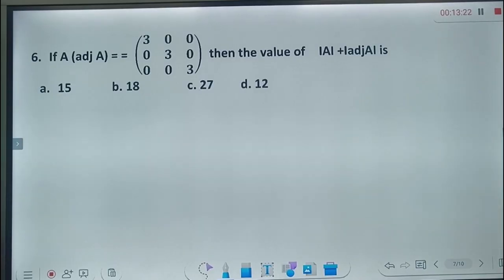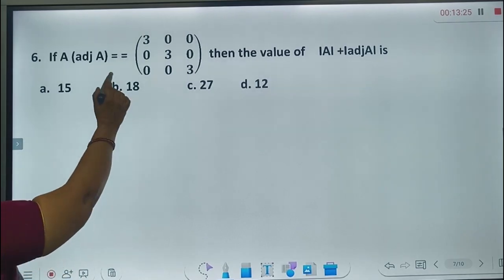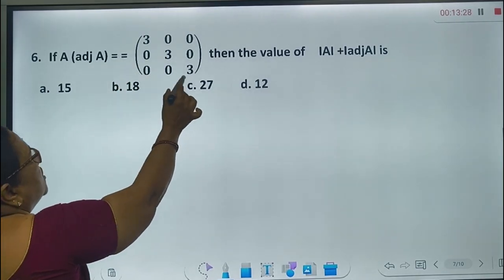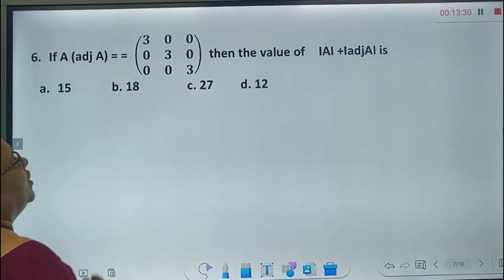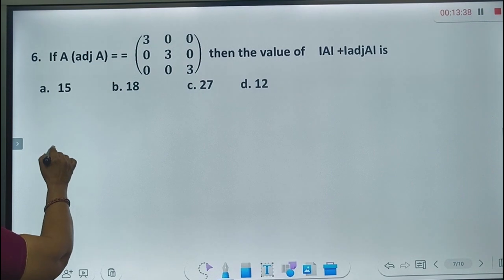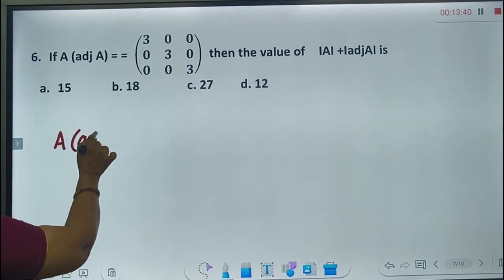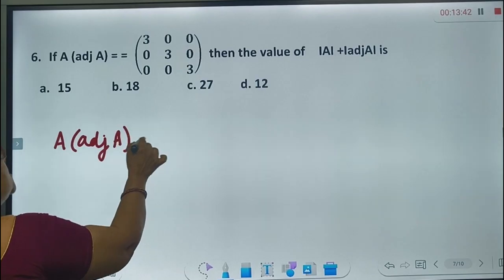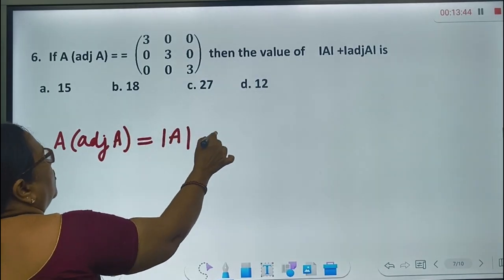Look at the next problem. A into adjoint of A is the given matrix 3, 0, 0, 0, 3, 0, 0, 0, 3. You have to find the value of determinant of A plus determinant of adjoint of A. So, what is A into adjoint of A? It is determinant of A into I.